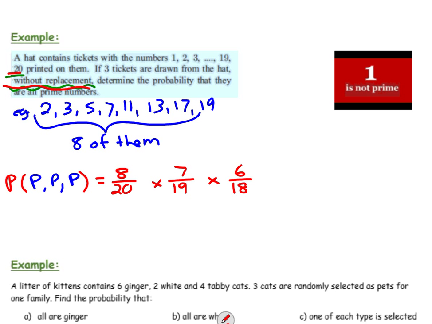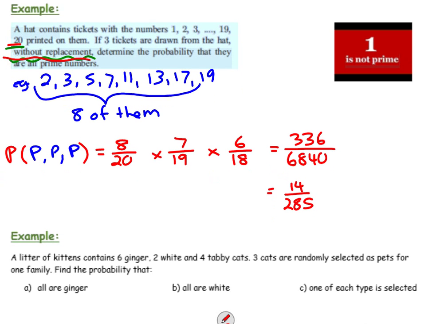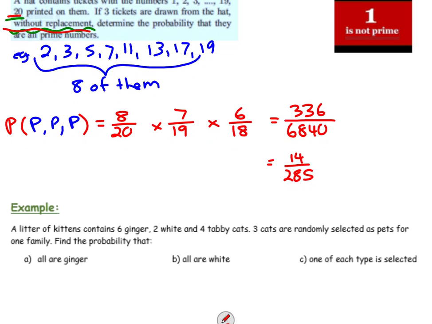And now what you have to do is multiply all the numerators, multiply all the denominators. So when you multiply the numerators, you get 336. When you multiply the denominators, you should get 6840. And that can simplify. You can simplify it yourself, or your calculator can do it too, to 14 over 285. Remember that was without replacement.